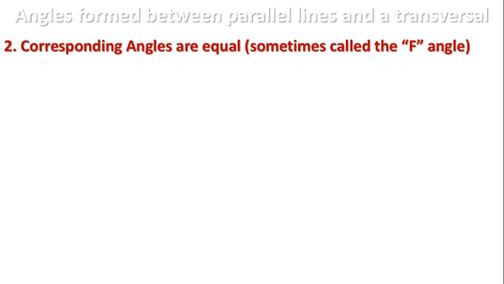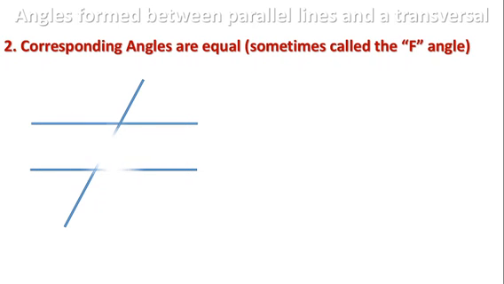So sometimes it's called the F angle. Corresponding angles are also called the F angle, and they are equal. So we will return to our parallel lines and transversal, so that we can see where the F angle is. Now, if you look at this line right here, and this long line, and then this other one, you can see the F formed there. And for the F angle, the angle in here and the angle in here are equal.